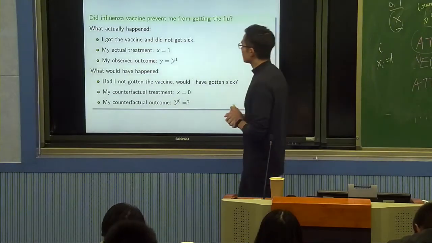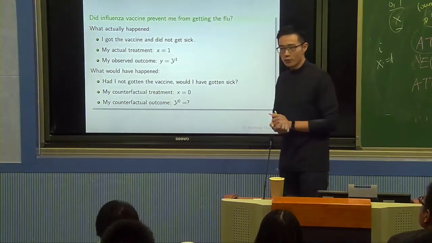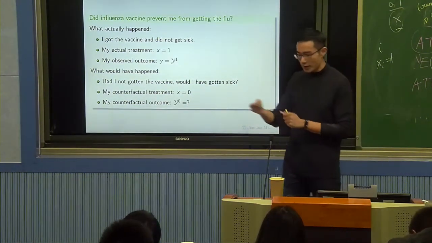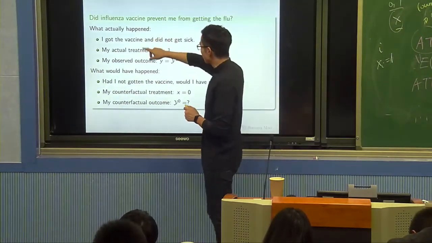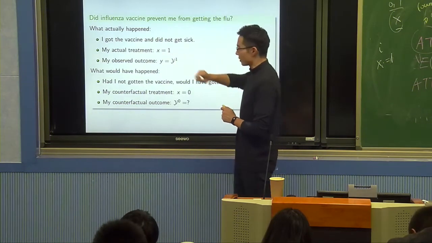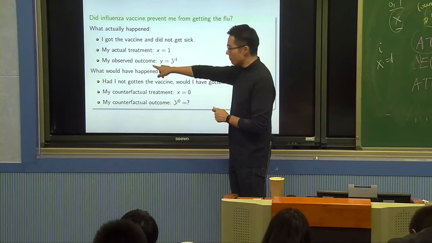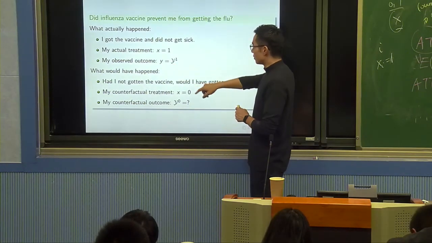So here's the example, right? If the influenza vaccine prevents me from getting the flu, now you get the vaccine and you didn't get the flu. So this is what actually happened. I got the vaccine, I did not get sick. So my actual treatment is equal to 1. My observed outcome is y1, which is my potential outcome under treatment.